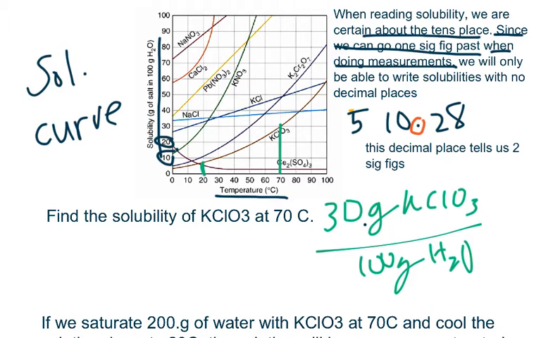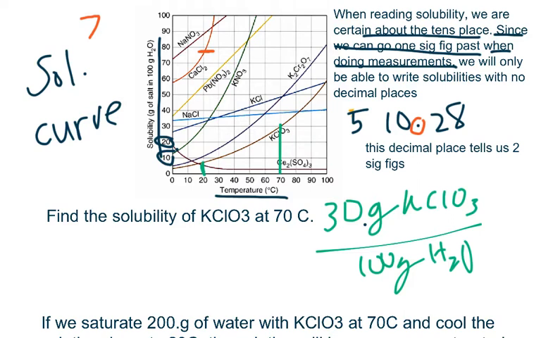So, for example, let's find the solubility of calcium chloride on this graph at 20 degrees Celsius. So at 20 degrees Celsius, the calcium chloride solubility curve is over here, and it's right about there. So we are sure that it is between 70 and 80, so we are sure that the tens place is going to be 7. But we're not really sure about the ones place. This would be just guessing, because there are no marks to tell us the ones place.